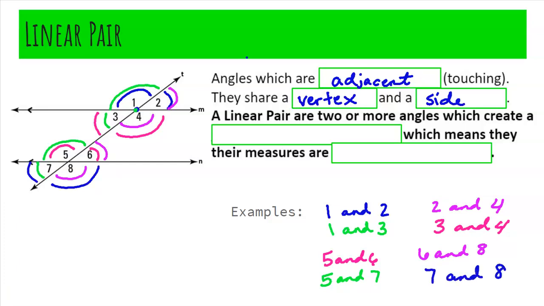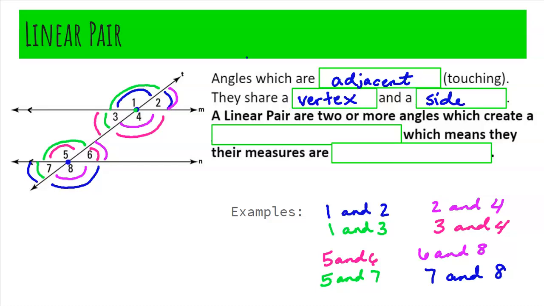So this one's a little hard to see, but make sure again, every single one of these, they're sharing a vertex and they're sharing a side, a side of their angle. So let's just say we look at angles 1 and 2 right here, our first example. Angle 1 is an obtuse angle, but angle 2 is an acute angle. They are not the same measure.